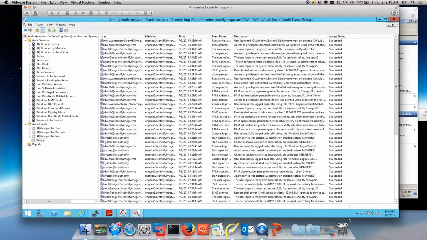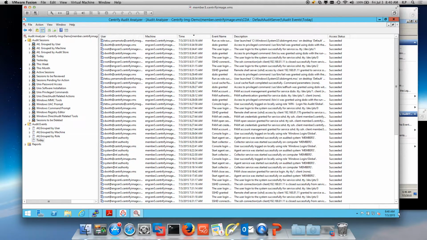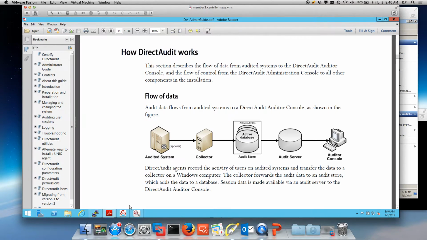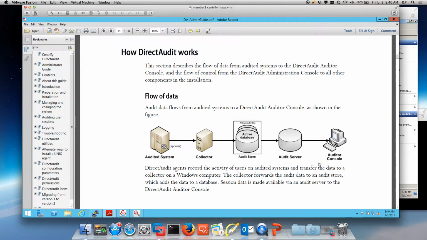So now that we know what DirectAudit can do, let's find out about the things that we need to take into consideration when we're talking about high availability. DirectAudit is a multi-tier system. What it means is that it has the agent, intermediate Windows systems called collectors, and the database components. So at a simple level, it's a three-tier system.